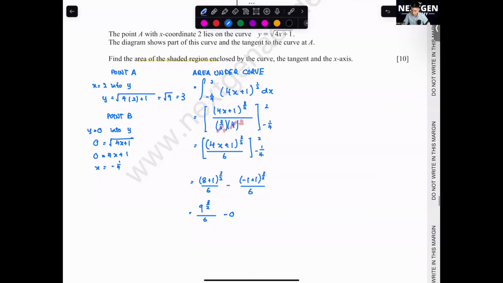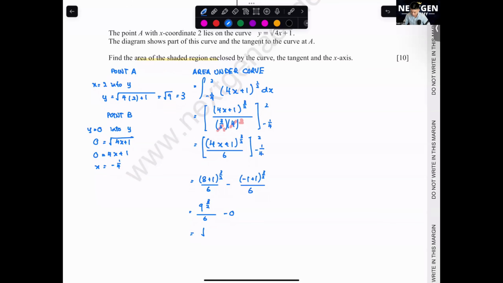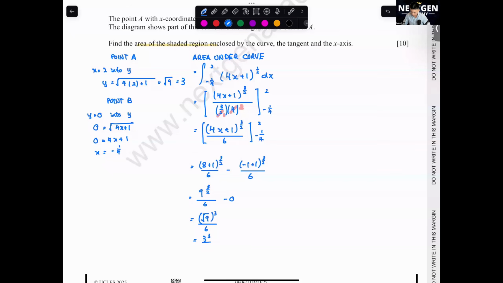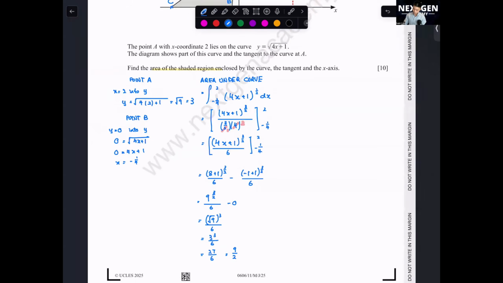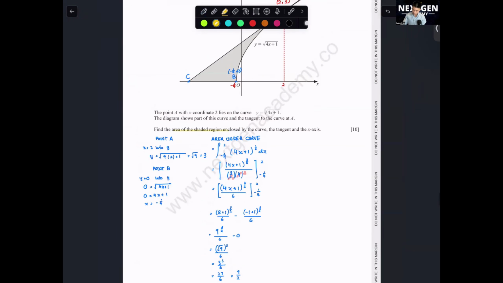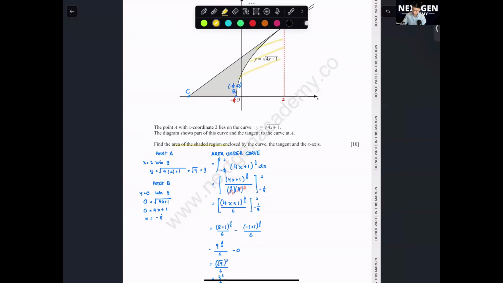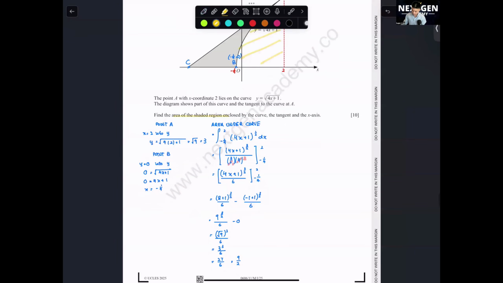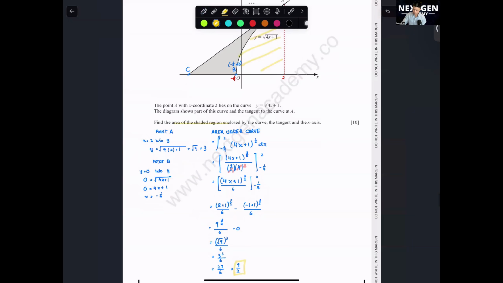What's 9 to the power of 3 over 2? We'll get square root of 9 cubed over 6, 3 cubed over 6, which is 27 over 6. This can also be simplified to 9 over 2. So this section here is 9 over 2.